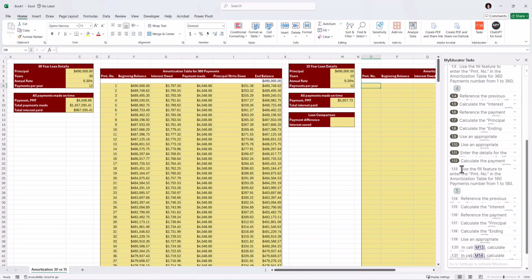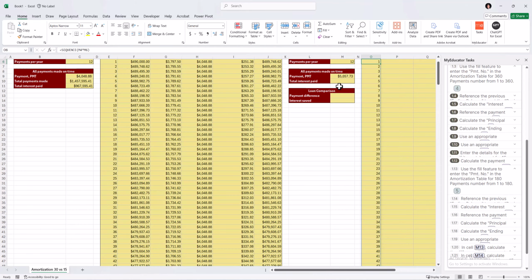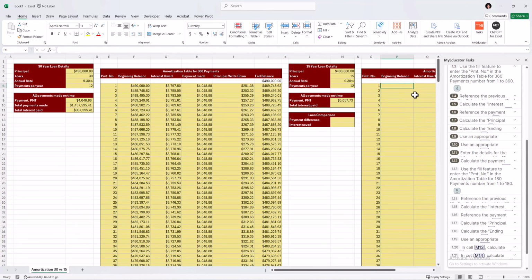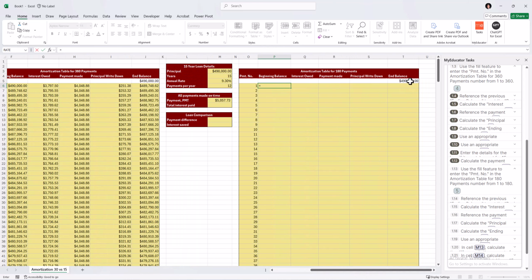Calculate the payment amount, use a fill feature to get the payment. Okay, so this will now be a sequence of, it's 180 rows. And you can type in 180, or you could do 15, the number of years, times the payments per year. That would make it dynamically 180. Beginning balance, have that reference the end balance from the previous payment.